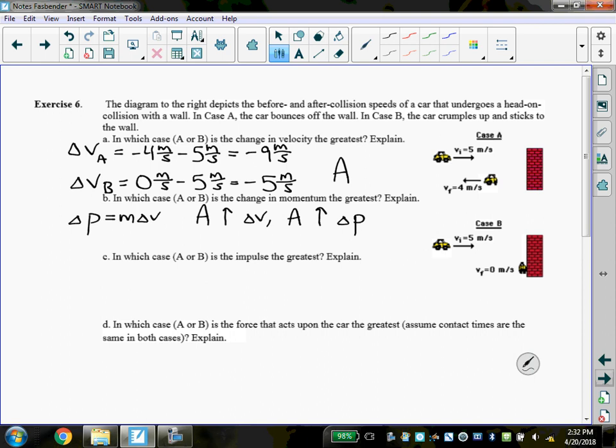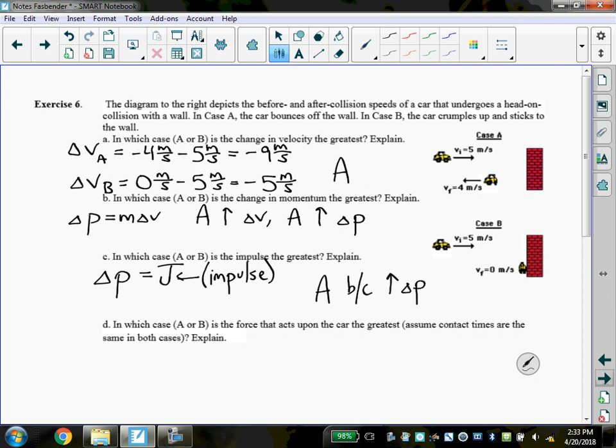In which case is the impulse the greatest? Well, we know that change in momentum is the same thing as impulse. By the way, impulse is denoted by a capital letter J. I know that seems weird, but that's just the way they do it. So, since A has the greater change in momentum, we would expect that A would have greater impulse.